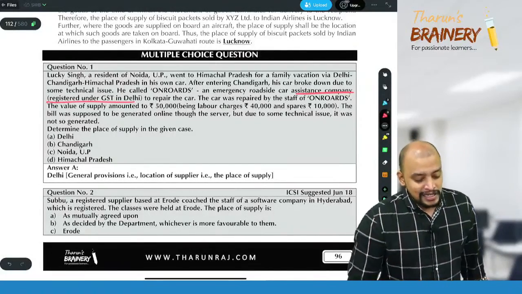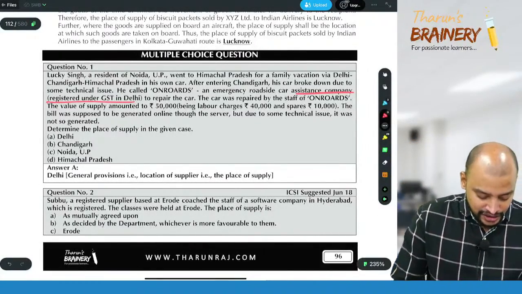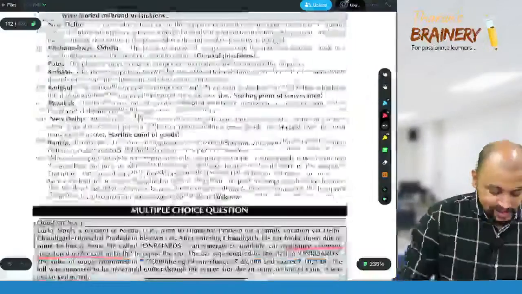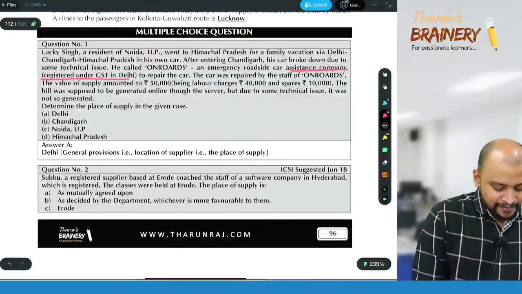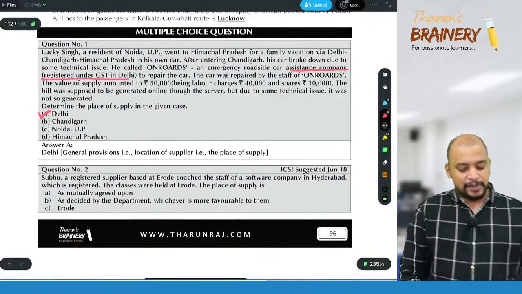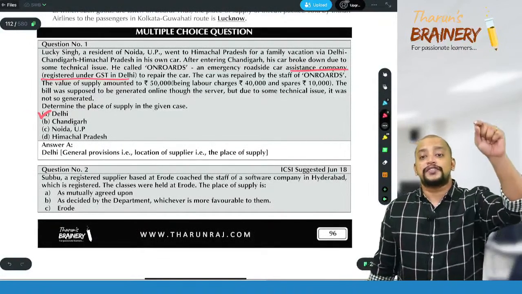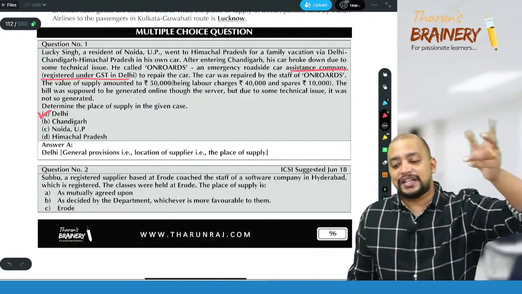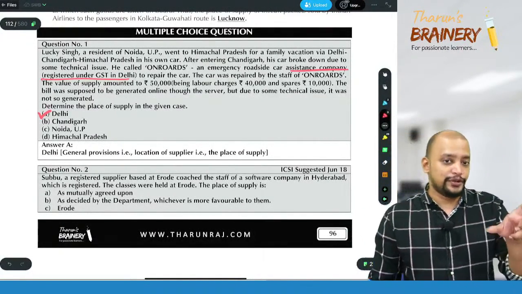So in this case, location of supplier, what is the location of supplier? Delhi, that will be taken as the place of supply. Why Delhi will be taken as the place of supply? Because location of supplier and location of recipient in the records of the supplier is not available due to that reason. Okay.